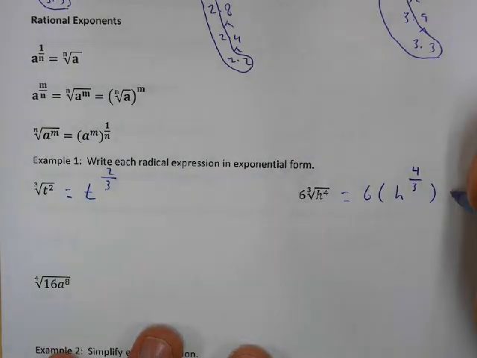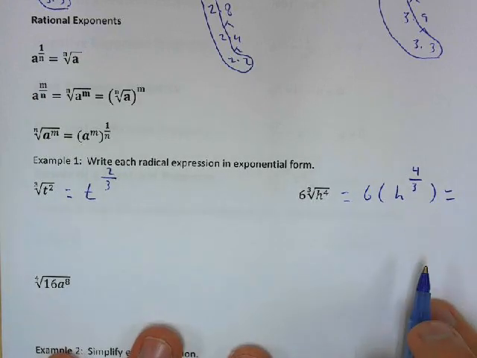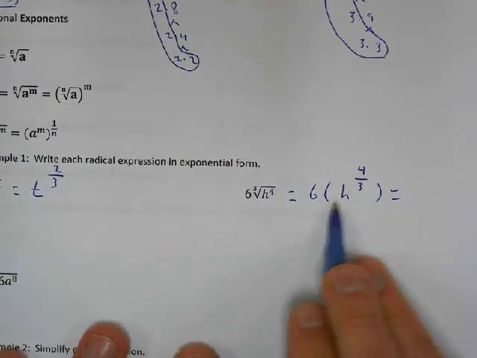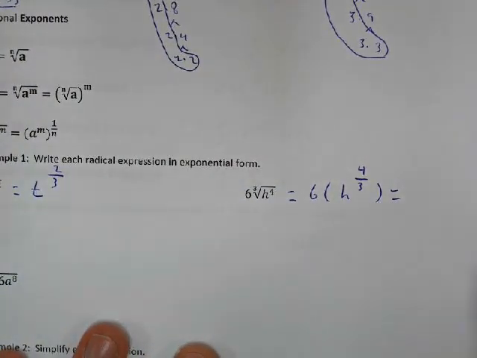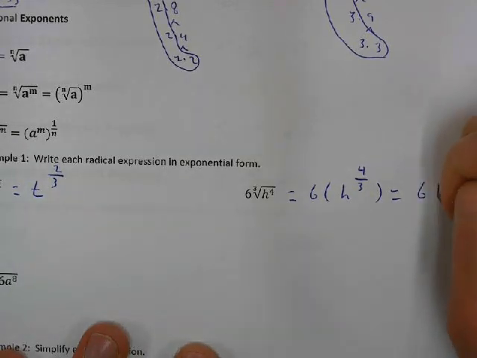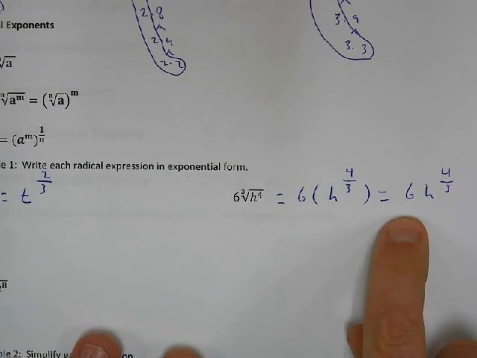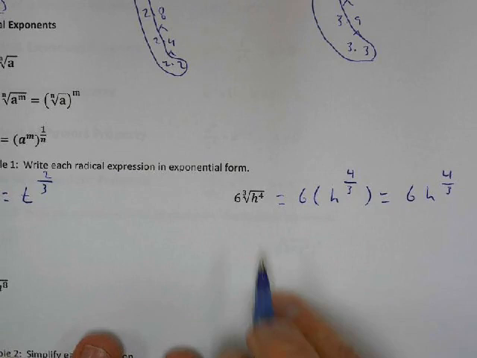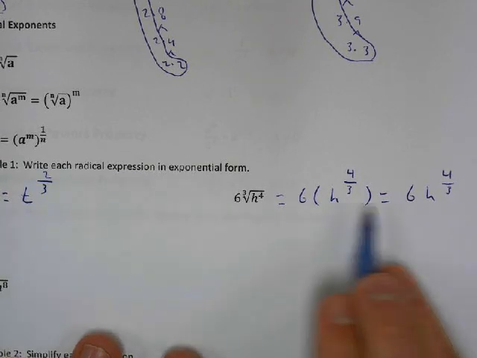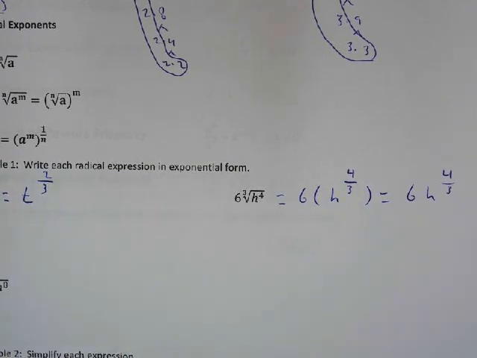So then my answer is, well, we don't really have to even rewrite it, but we have 6 times h to the 4/3 power. That's just 6h to the 4/3. So we can rewrite it without the parentheses, and then that's our answer. But again, if you have something on the outside, just leave it on the outside. It's just a multiple of that thing.